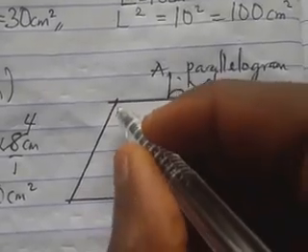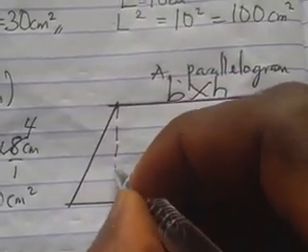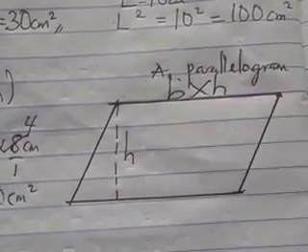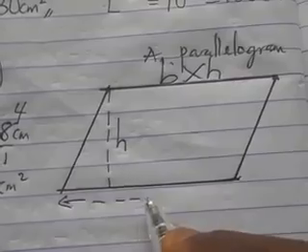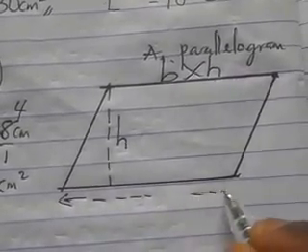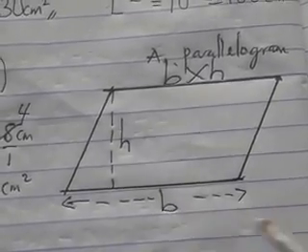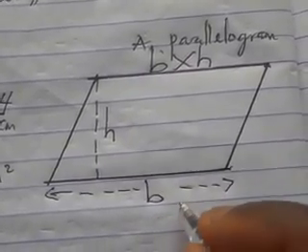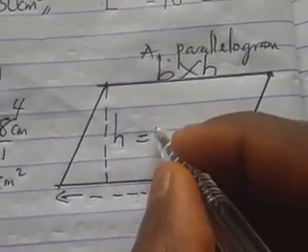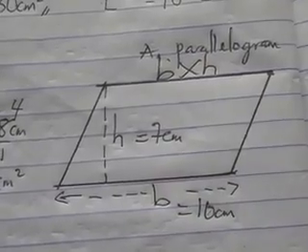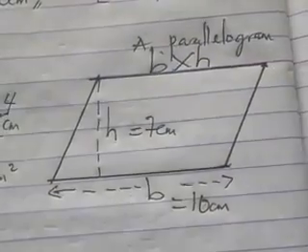Base times height. The height is from this point. You can look at my hand, the way I'm drawing it. This is my height, height of a parallelogram. What is my base? The base is the side at the bottom. This is my base. So the area of a parallelogram is base times height. So giving you a question, your base should be, let's say, 10 centimeter, and then given in this question that my height is 7 centimeter, and I'm asking you to find the area of a parallelogram.